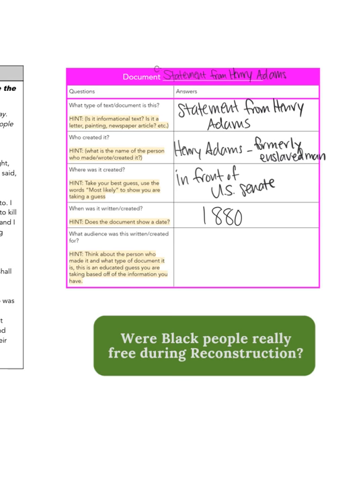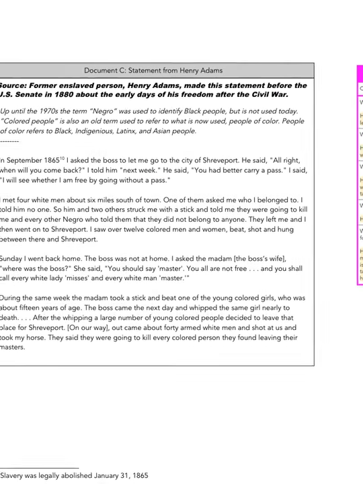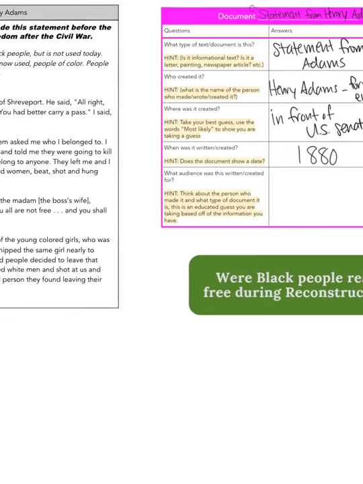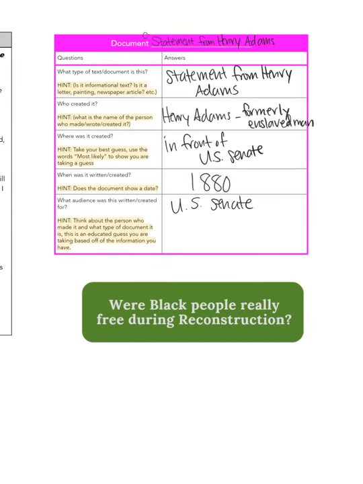And the last question is the tricky one again. It asks which audience this was written or created for. For this one, think again about where he is and who he is making his statement to. Who is the audience for Henry Adams's statement? Try rereading the source again and see if you can figure out who the audience is. You should have picked the U.S. Senate, or you could have said U.S. Senators.